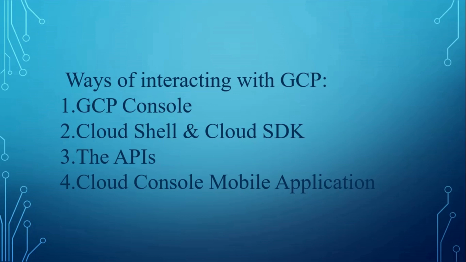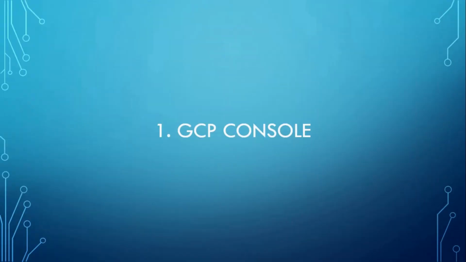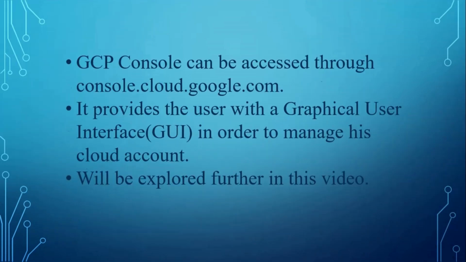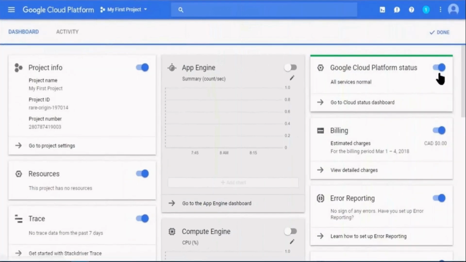Number 1, GCP console. GCP console provides the user with a graphical user interface. You can access this console through console.cloud.google.com. In the console, you can view your virtual machines and their details. The console is one of the easiest ways to control and monitor the services within GCP. This is how a console looks like. We will be exploring more about this console later in the video.